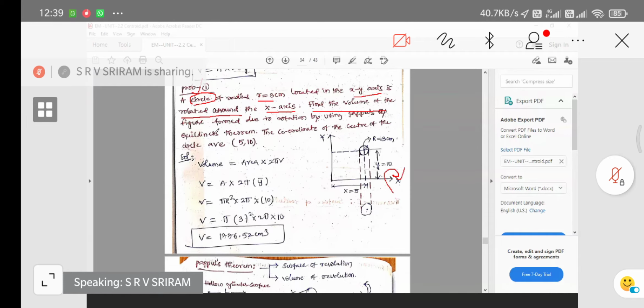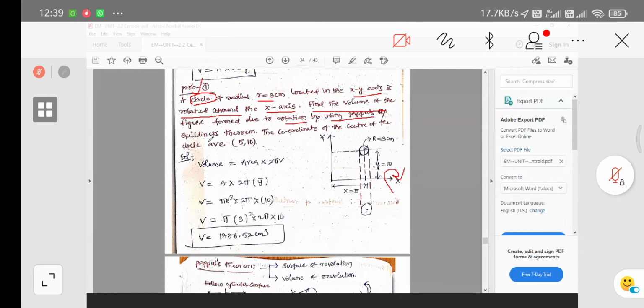So find the volume of the figure which is formed due to the rotation. Due to the rotation of this circle, we are going to form a volume. By using Pappus and Guldinus theorem, we have to find out how much volume is generated by rotating the circle. The coordinates of the center of the circle are given, and the radius of the circle is also given.